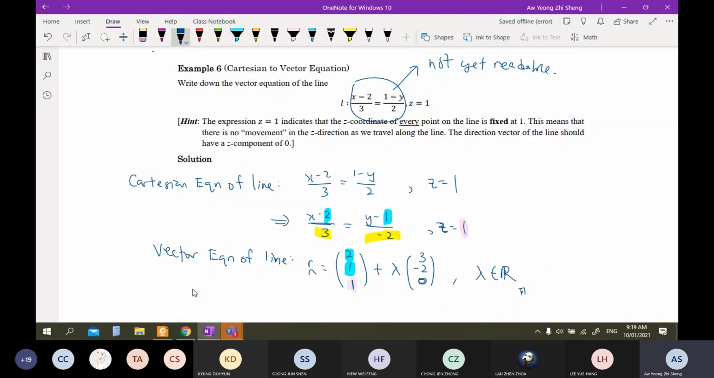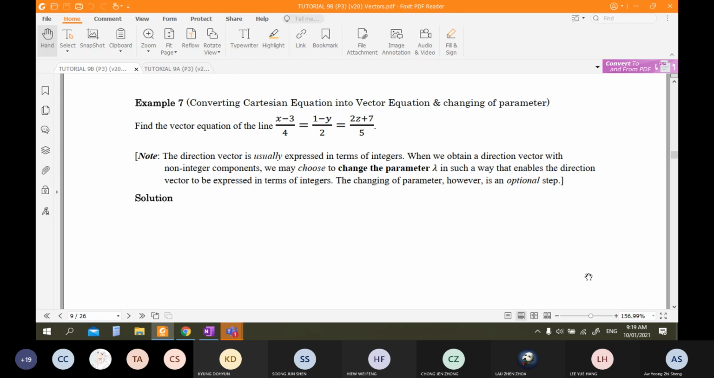Okay, next we move to the next page, example 7. Example 7 is to expose you to the idea of changing parameter. The parameter lambda can be renamed if you want to make the direction vector look nicer. Sometimes after you do your computation, you end up getting a very ugly looking direction vector, of a fractional form for example. And if you want to make the direction vector nicer, you can by applying the technique of changing parameter. Sometimes we also call it renaming the parameter.